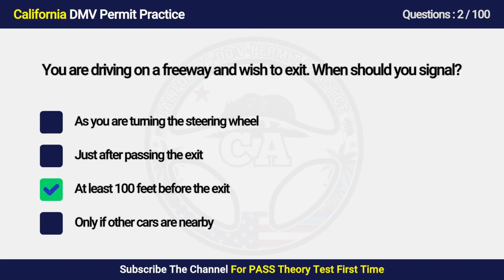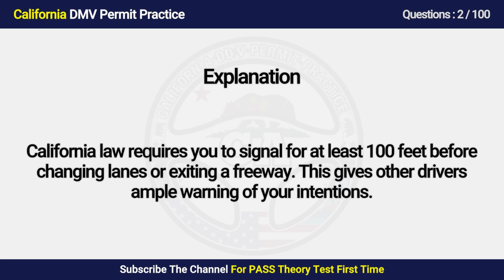Answer is C. At least 100 feet before the exit. California law requires you to signal for at least 100 feet before changing lanes or exiting a freeway. This gives other drivers ample warning of your intentions.